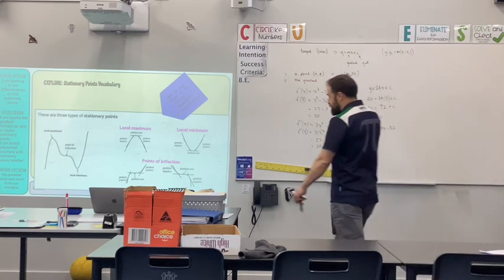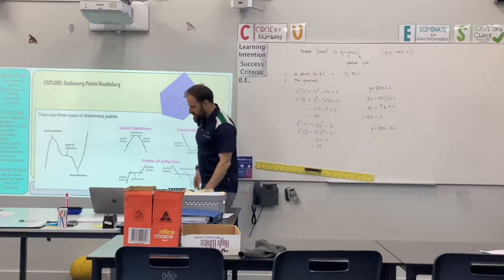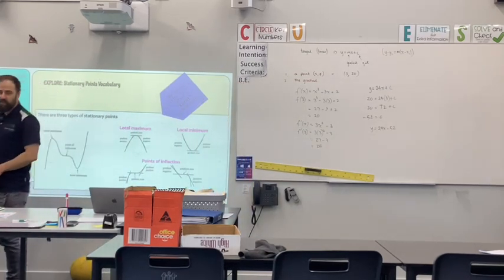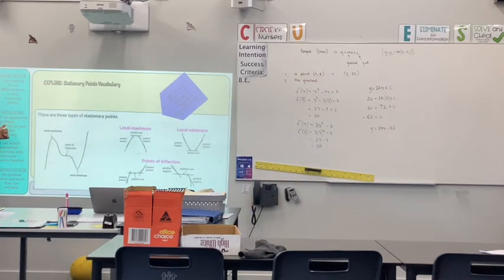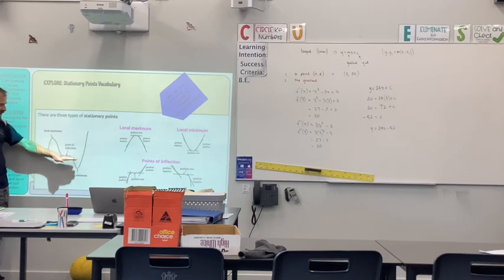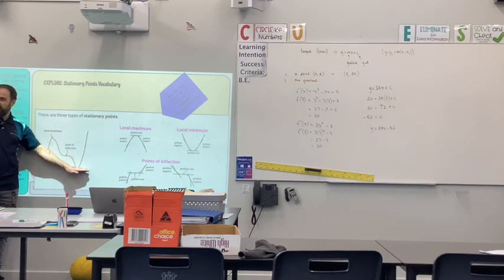Next part. This is the big focus of today's lesson. At the end of today's lesson, what I want you to be able to do is to work out what the gradient is, and work out when the gradient's equal to 0. The reason we're going to be working out when the gradient is equal to 0 is because all of our stationary points on graphs occur when the gradient's 0.